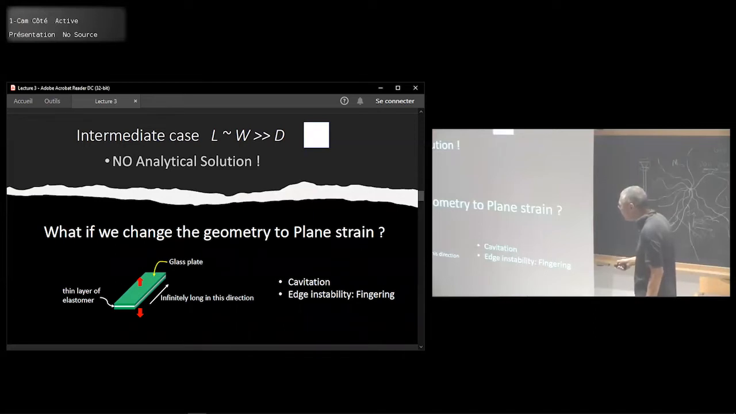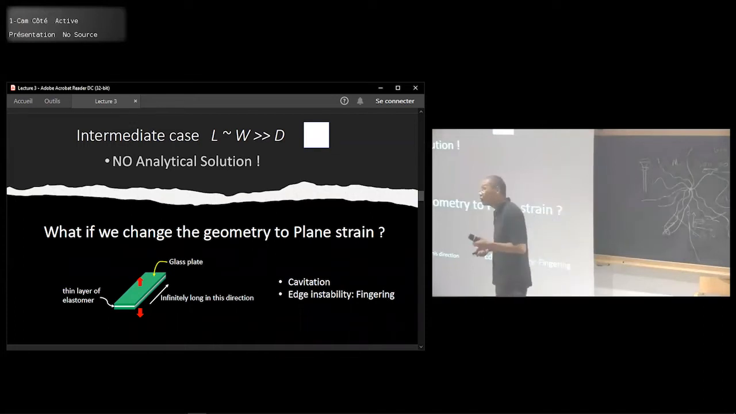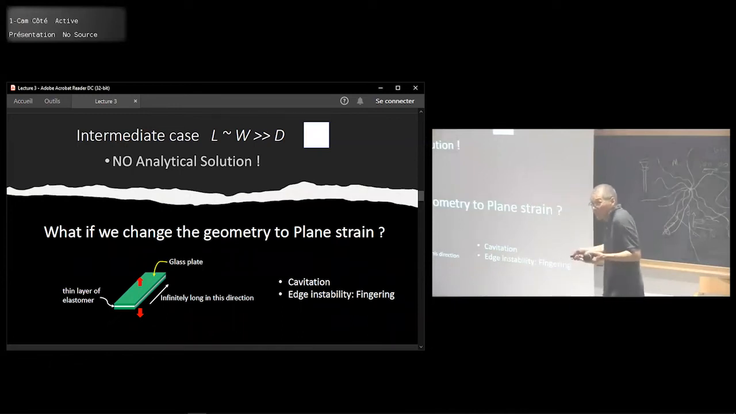Before, we took this dimension to be very thin, so we have plane stress. Now what happens if we take the same geometry, except that we make it very long in that direction? What would happen? Now there's more constraint, because previously the thing can shrink in, but now it cannot shrink in this direction and this direction. And a lot of people who are interested in cavitation, like Constantino, like Kenshaw, are interested in this geometry because it has humongous constraint, and so it can give rise to instabilities.